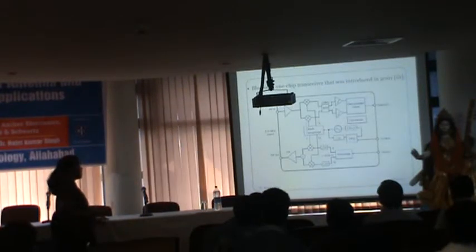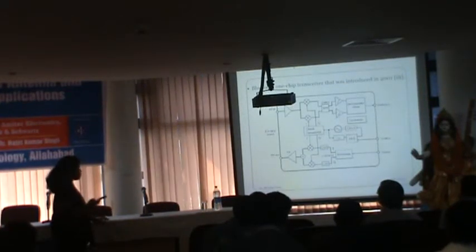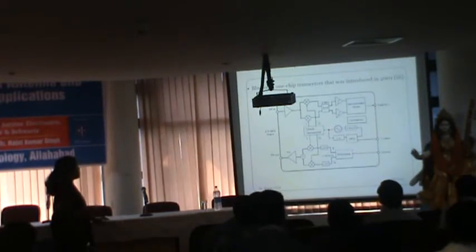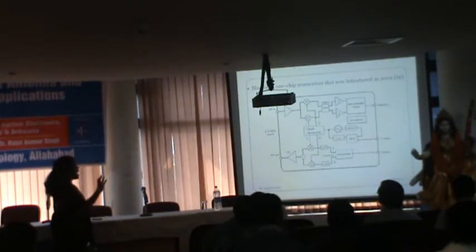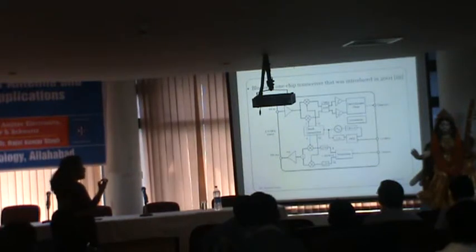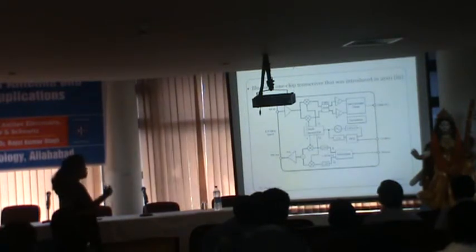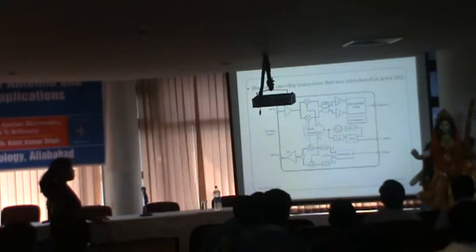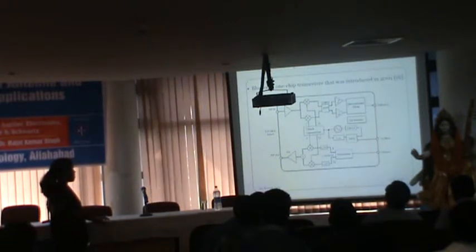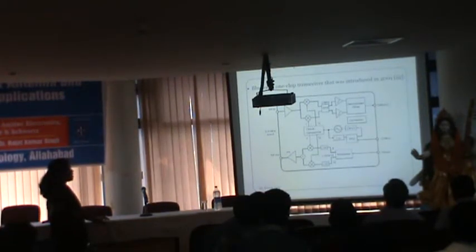This is your typical one-chip transceiver that was introduced in 2001. This is just to show you how the Bluetooth one-chip transceiver using CMOS technology has been implemented. You see all the components have been integrated into a single chip.